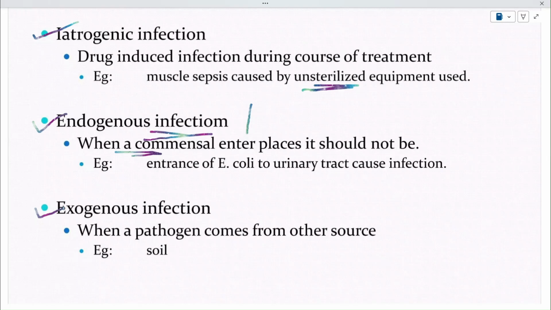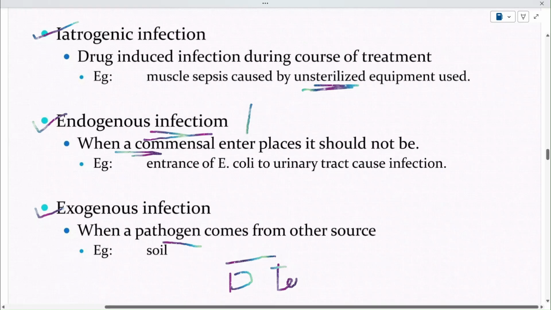So next we can see exogenous infection. Exogenous infection is nothing but a cross infection. A pathogen or an infection that is transmitted from one person to another person. Example, from staff nurse to patient, or from patient to staff nurse, or from patient to patient. This is known as exogenous infection.